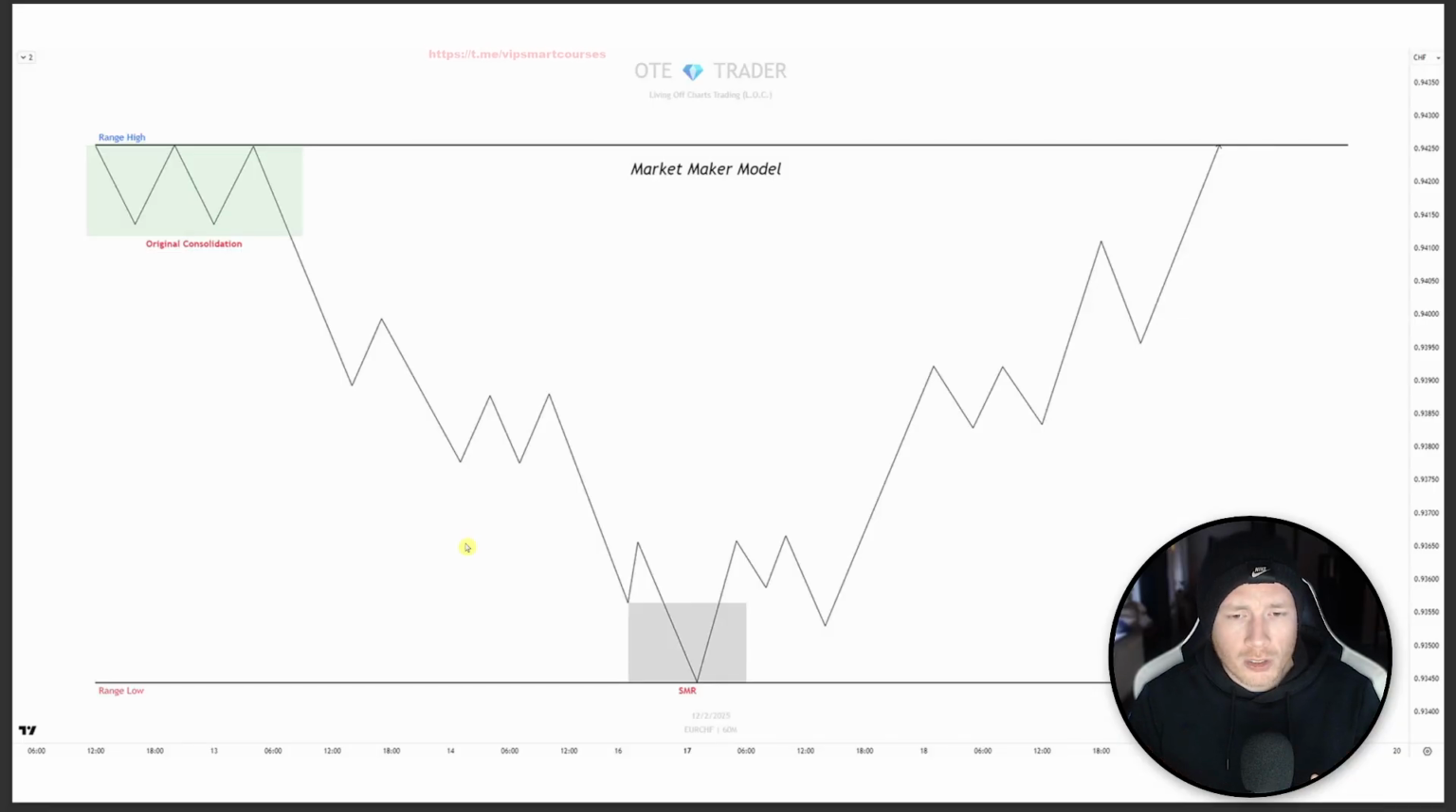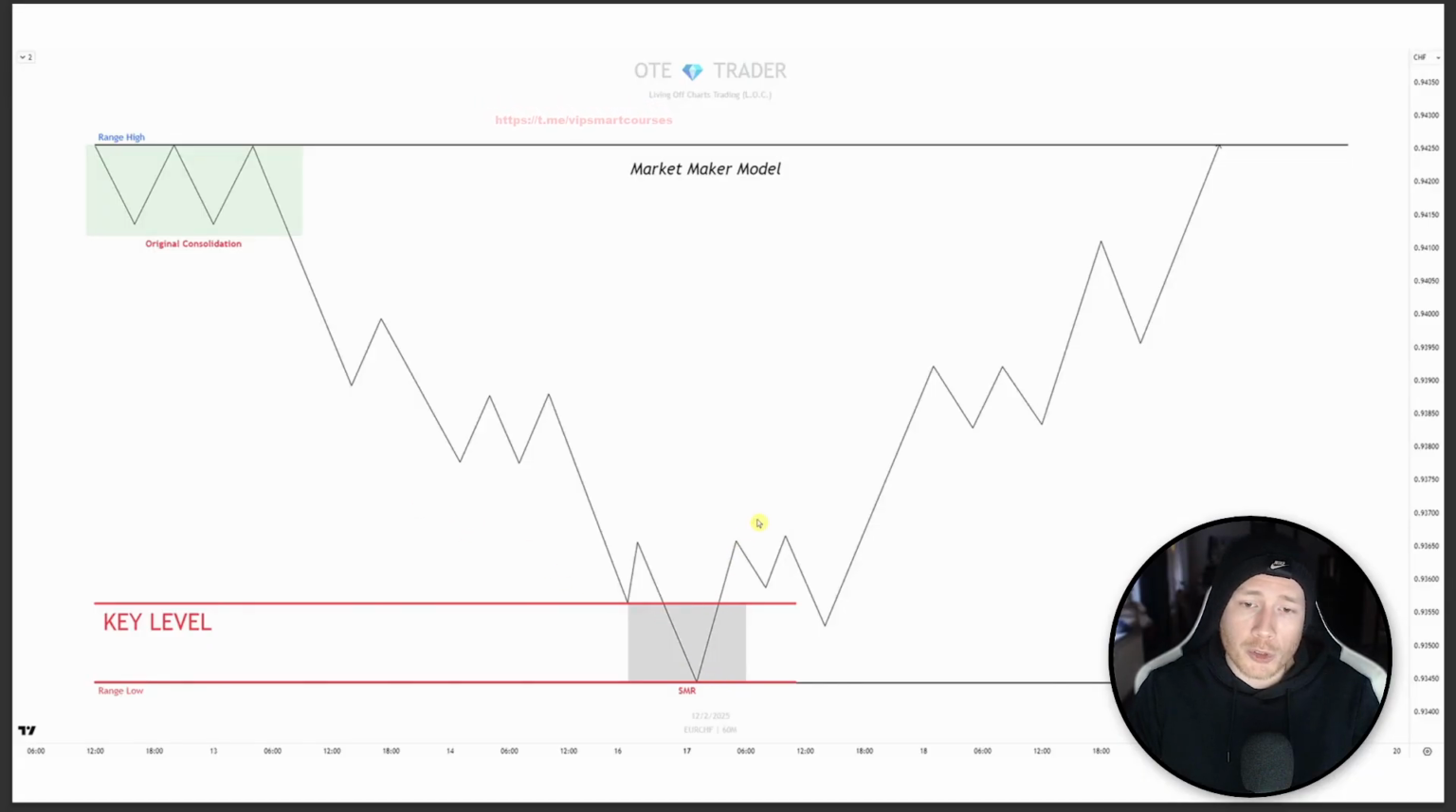Now, what does a smart money reversal need to have? It needs to have a key level. If there's not a key level, it doesn't matter where price reverses from, because this reversal might as well just be a retracement back to premium of the range and then keeps declining down.